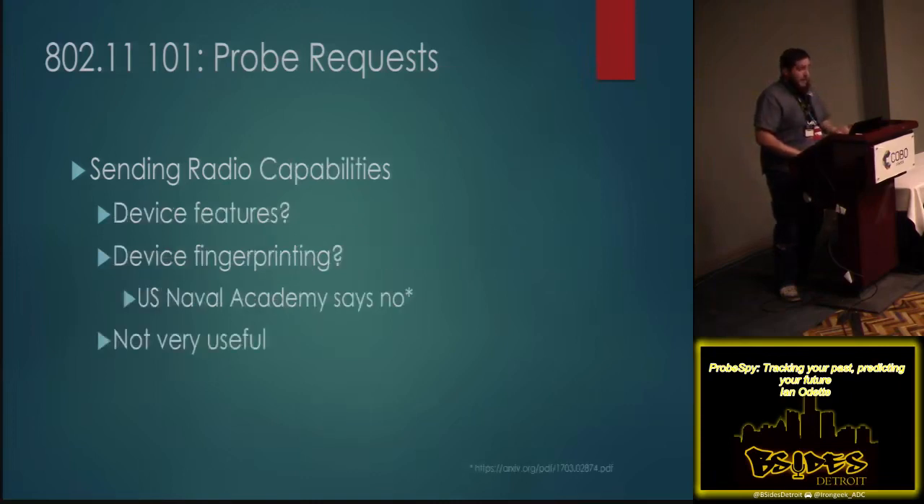Additionally, we have the sending radio capabilities. This will include the frequencies that the radio will be able to send and receive on, modulation and encryption schemes that it can support, all sorts of other various features that you can have on Wi-Fi, like Wi-Fi Direct and other stuff like that. You might think that you'd be able to determine some sort of device fingerprinting using this, because I'm not sure how many octets, but there are a lot of octets that define all of these different features.